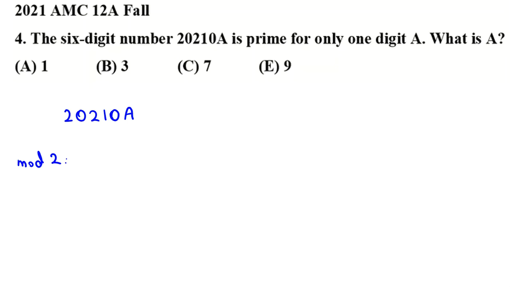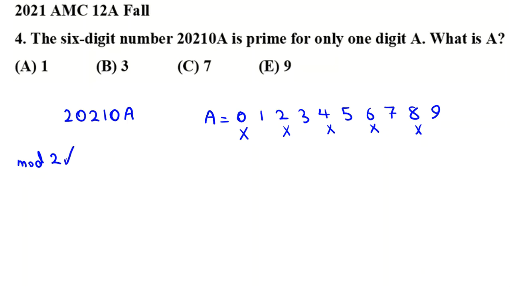So look, A can be 0. I write all of them: 0, 1, 2, 3, 4, 5, 6, 7, 8, 9. Because of mod 2, I say, okay, even digits are not possible. So you reject 0, 2, 4, 6, 8, because the only even number that is prime is 2, and it is obviously greater than 2. So we reject these. We've applied mod 2, considering different mods. Then we apply mod 5. You reject this. So now what numbers are left? Let's see: 1, 3, 7, 9. We should check these.